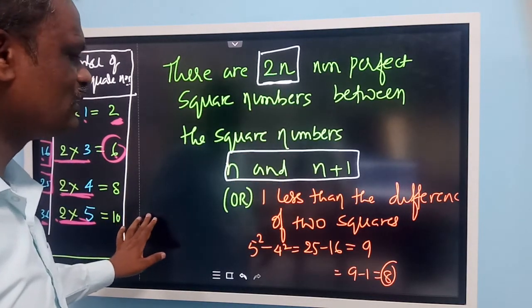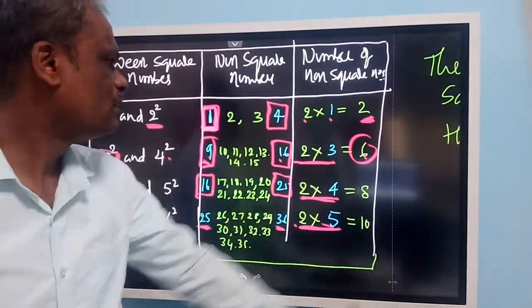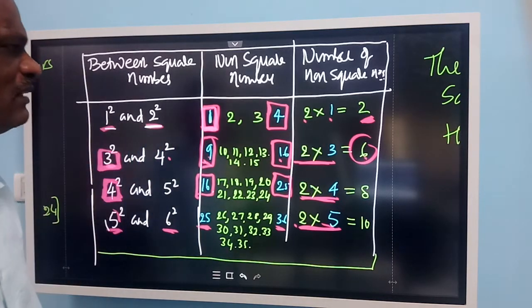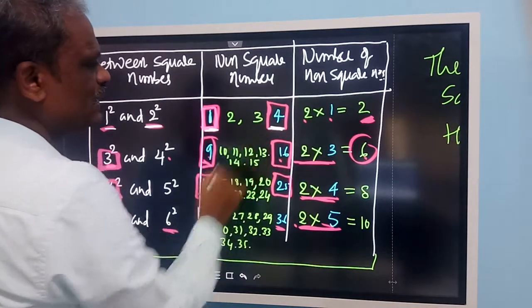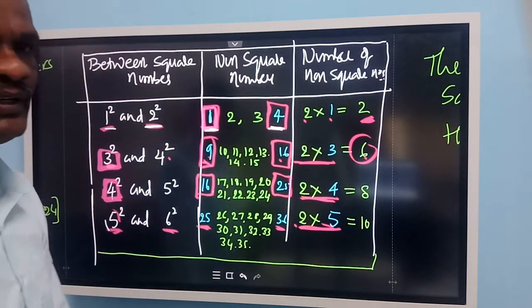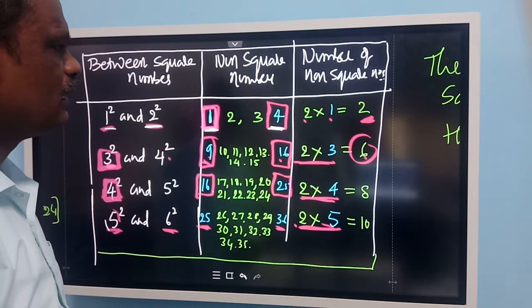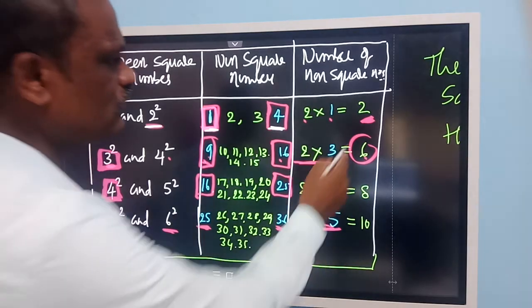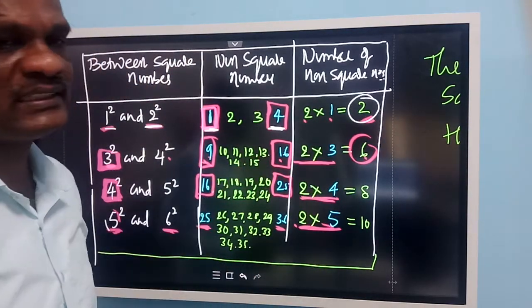See, another way also you can find out. I will tell you one more method. What is the difference between 1 square and 2 square? 1 square means 1, 2 square means 4. What is the difference between 1 and 4? 3. And minus 1 from this. 3 minus 1 gives you 2. Now what is the difference between 9 and 16?